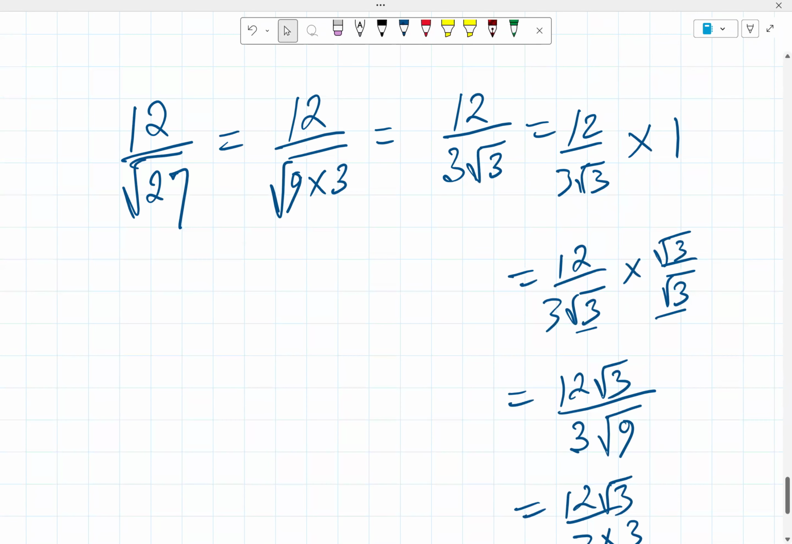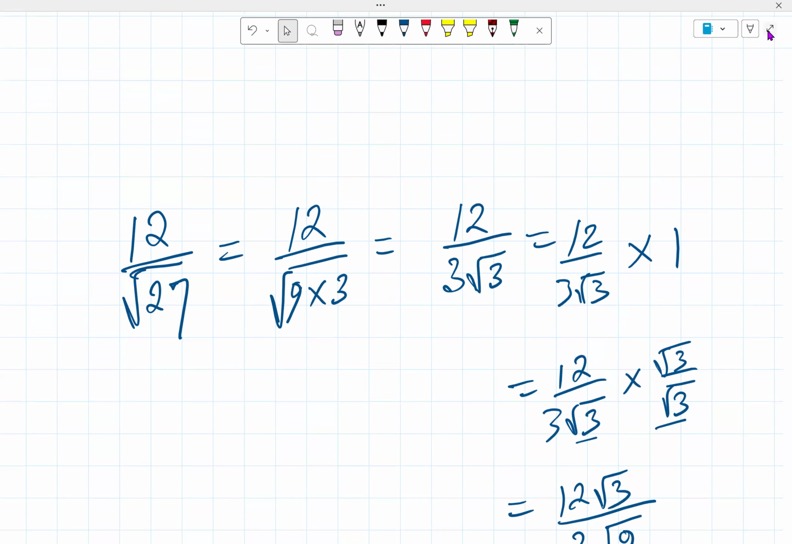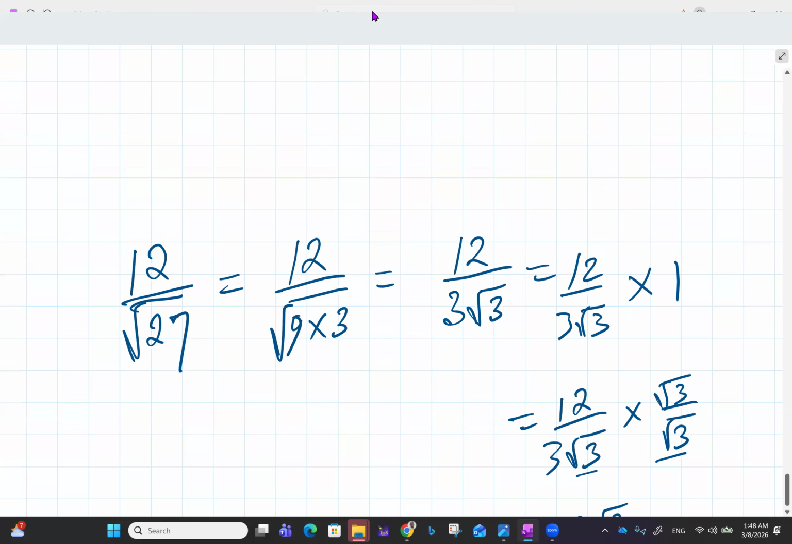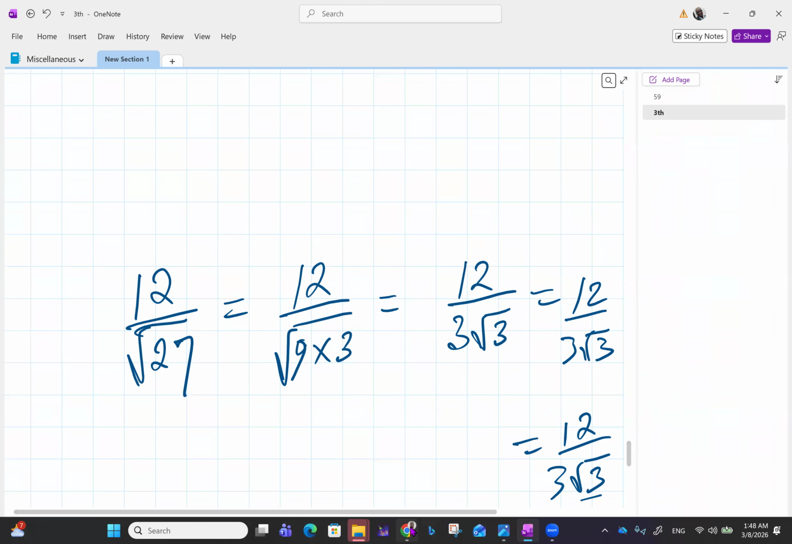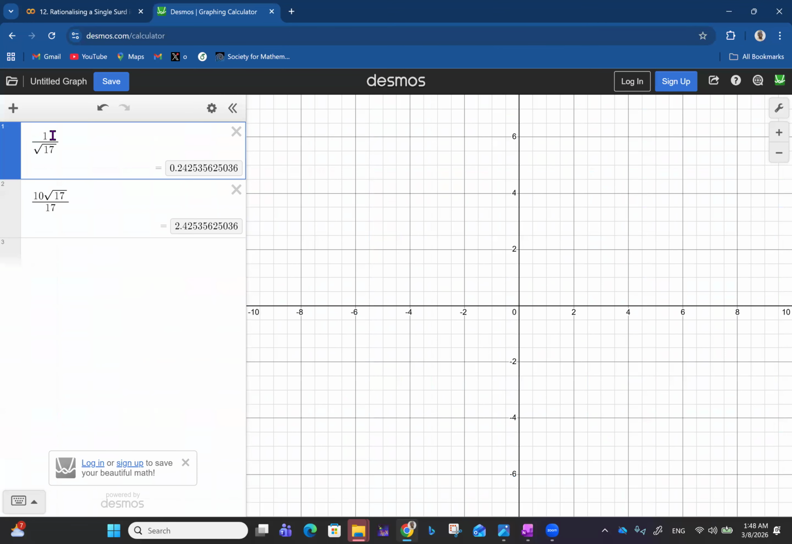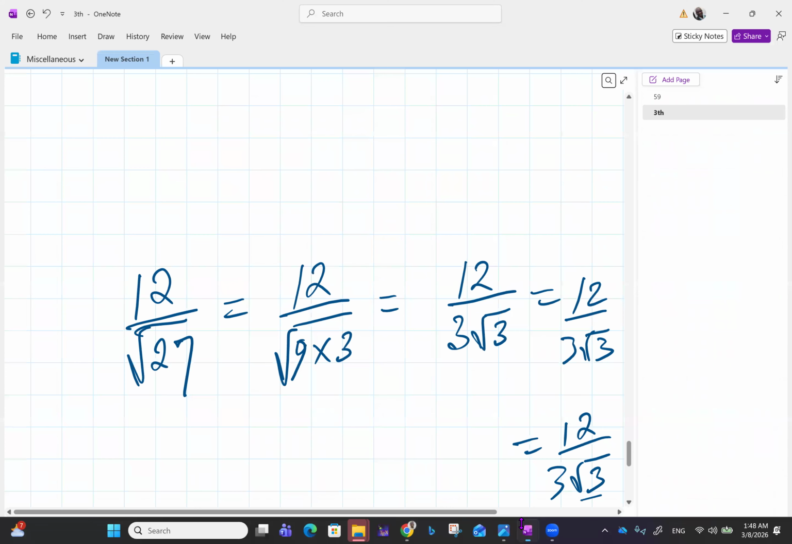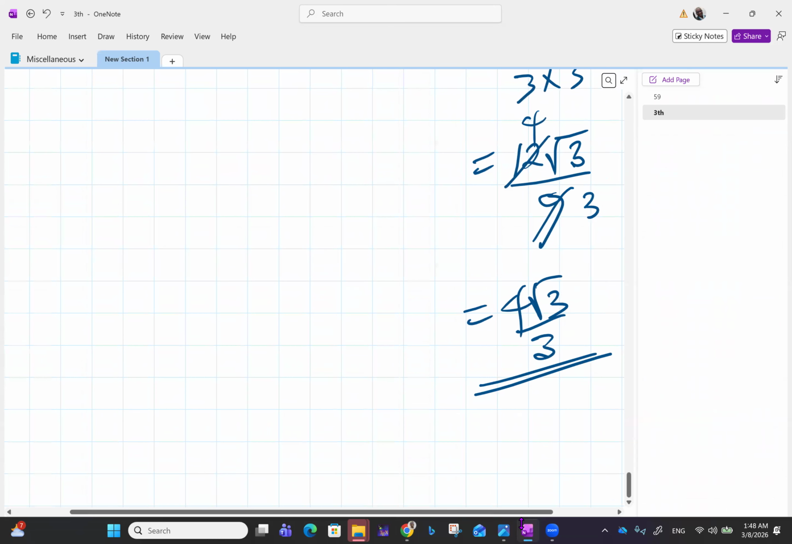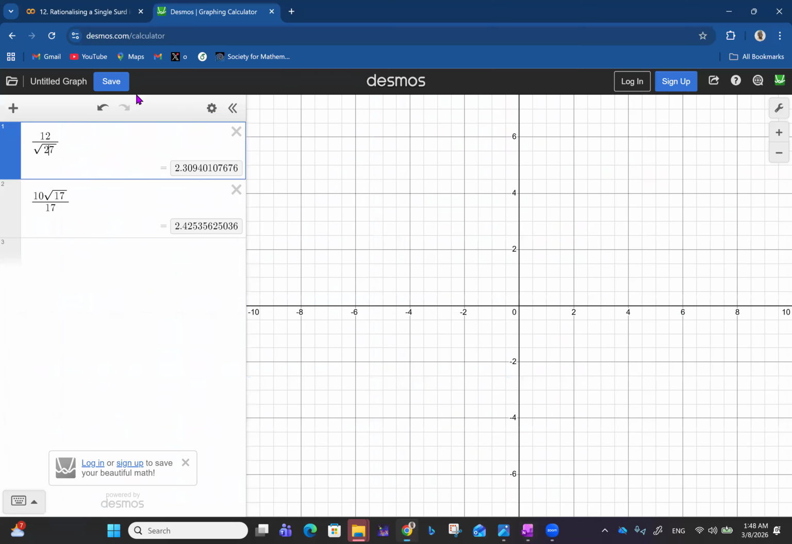4 root 3 over 3 is the same thing as 12 over root 27. You want to check that using your calculator. 12 over root 27. That's what we have there. Then the final result is 4 root 3 over 3. So this is 4 root 3 divided by 3. So exactly the same expression right there.